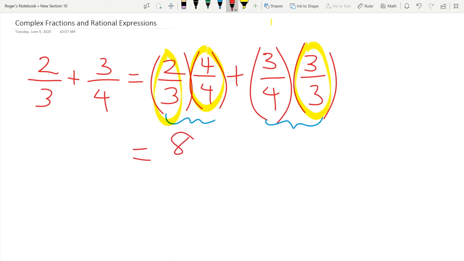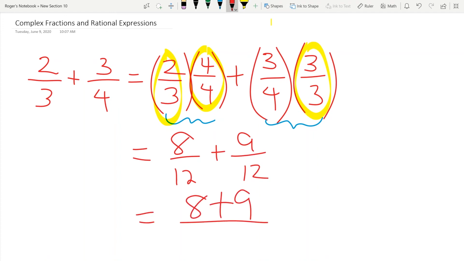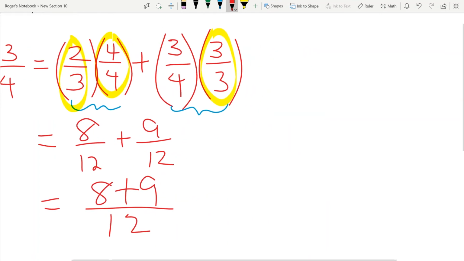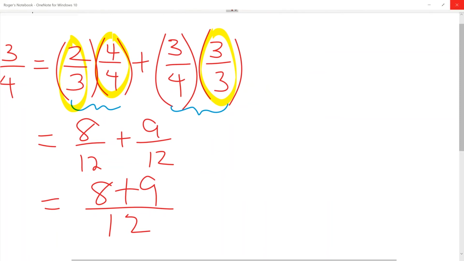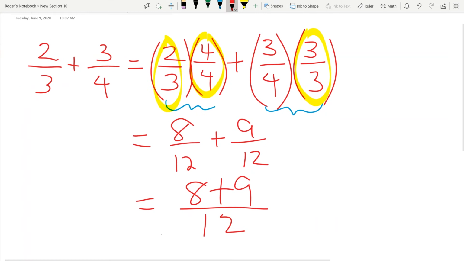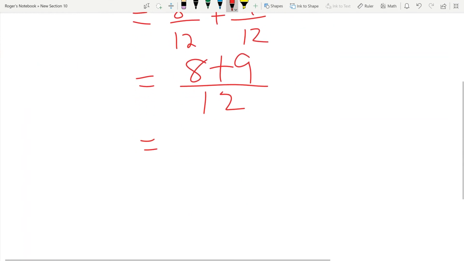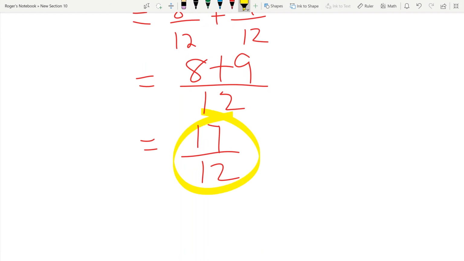So 2 times 4 is 8 over 12, plus 3 times 3 is 9 over 12. Or you can write it all as one fraction, 8 plus 9 all over 12. Okay? And, of course, 8 plus 9 we know to be 17, okay, over 12. So that would be the answer to this problem, 17 over 12. Okay, there you go. So that's how you do it with just simple numbers, okay?